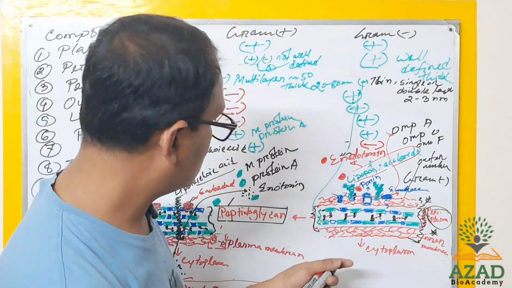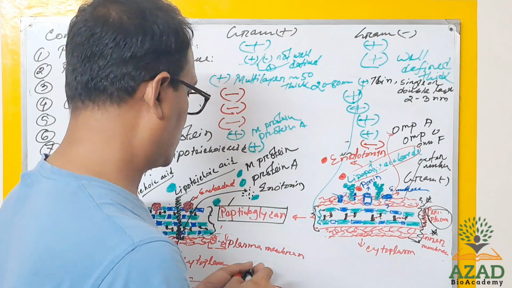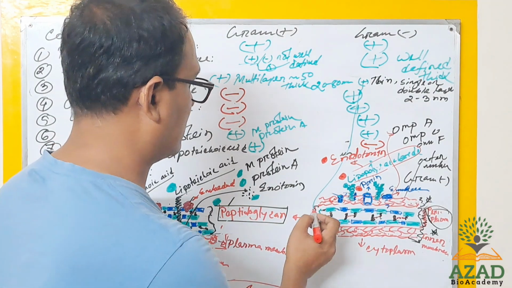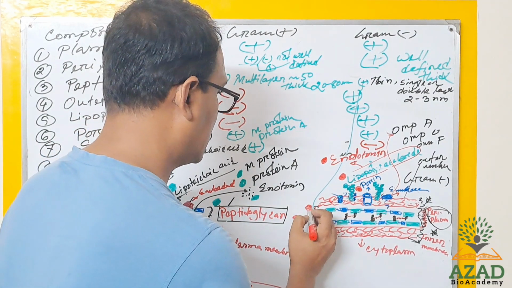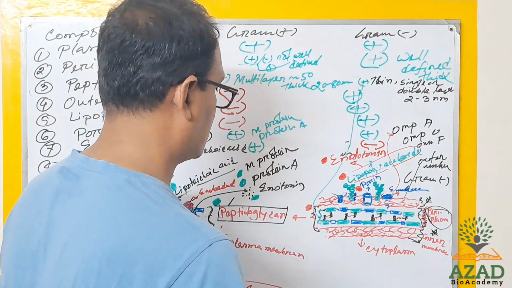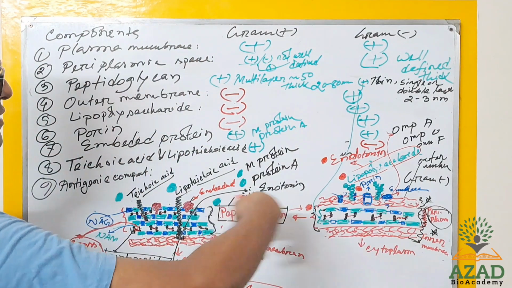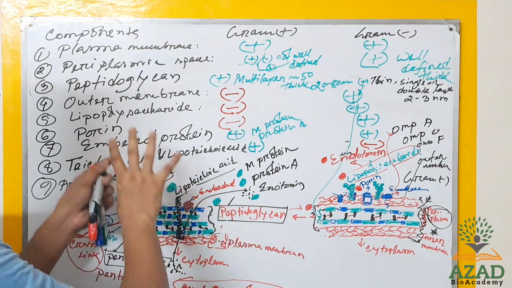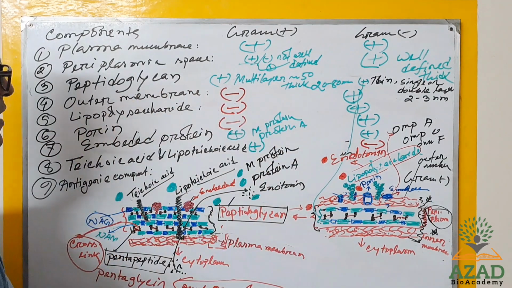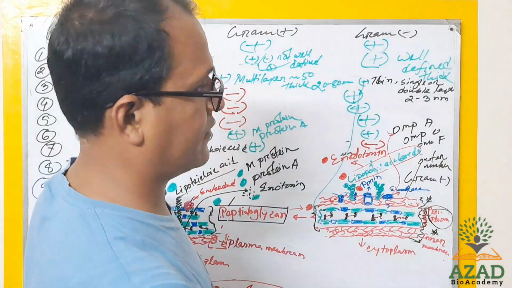Okay, and also here, although it is very thick, the peptidoglycan can act as an antigen. So this is the peptidoglycan antigenic substance. So this is all about the basic molecular differences between gram-positive and gram-negative bacteria.